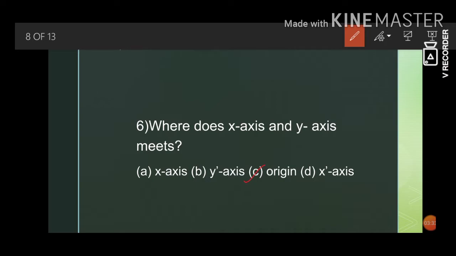Now question number 6. Where does x-axis and y-axis meet? So in a Cartesian plane we have two axes, x-axis, x-dash axis, y-axis and y-dash axis. Where do the x-axis and y-axis meet? That means this point of intersection. This point of intersection is denoted with the letter O, or it is also known as origin. So the x-axis and y-axis meet on origin.